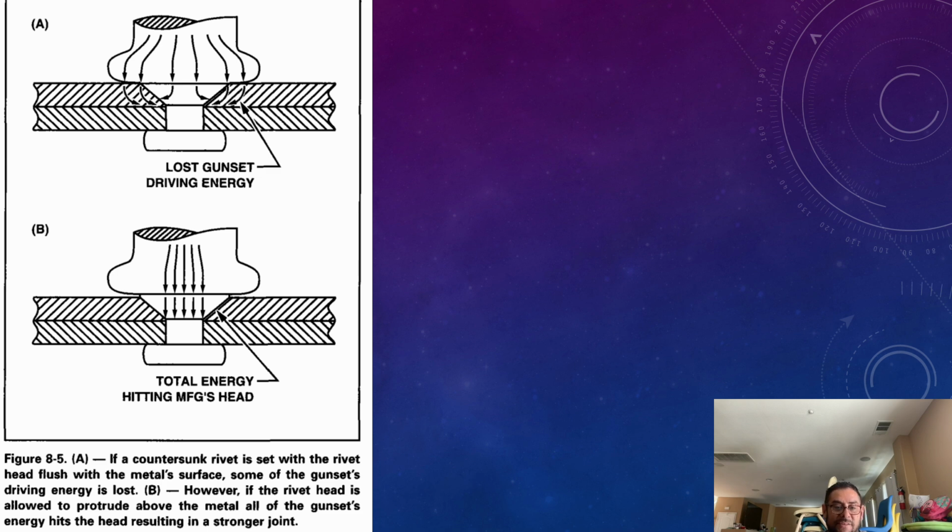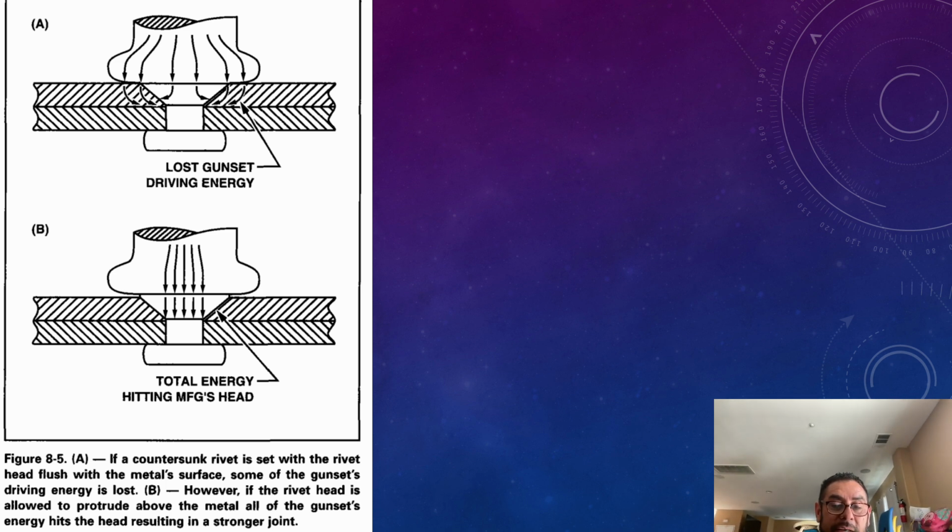In figure 8-5, if a countersunk rivet is set with the rivet head flush with the metal surface, some of the gun set's driven energy is lost. However, if the rivet head is allowed to protrude above the metal, all the gun set's energy hits the head, resulting in a stronger joint.